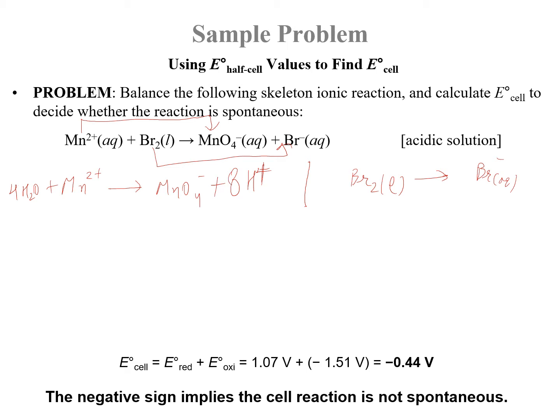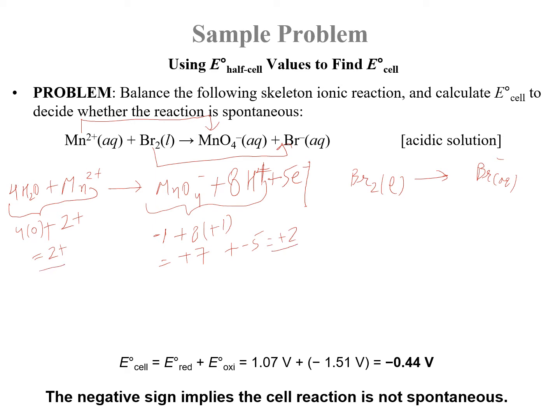Next I balance charge. What's the charge here? I have 0 for water, so 4 times 0, plus 1 manganese at 2 plus, which gives me a total charge of plus 2. Next, on this side I have 1 times negative 1 plus 8 times positive 1, which gives me a total of positive 7. So to balance it out, I have to add electrons. Which side? I add electrons here to reduce the positive charge, which means I add 5 electrons to make a total charge of plus 2, which means my charge is balanced on both sides.